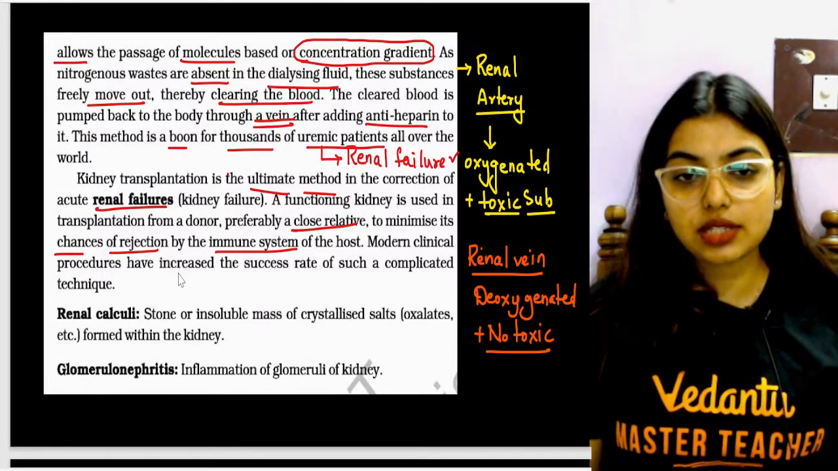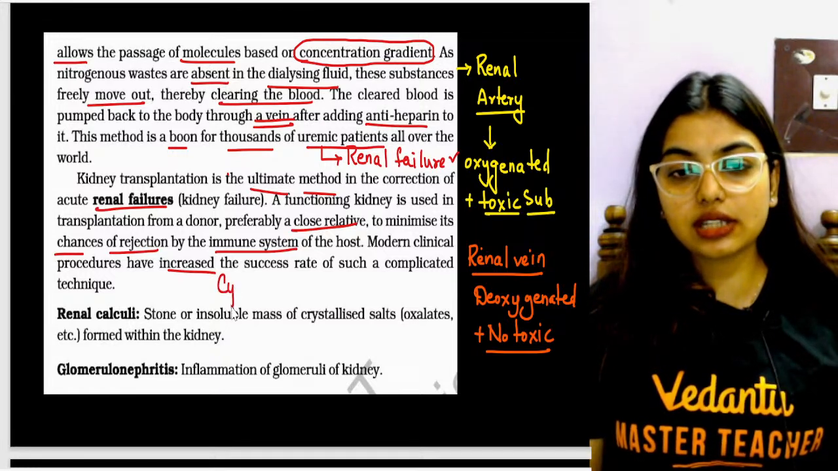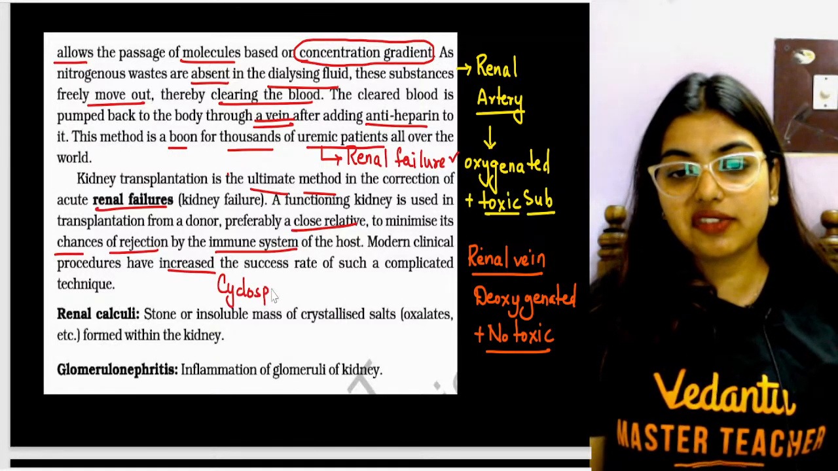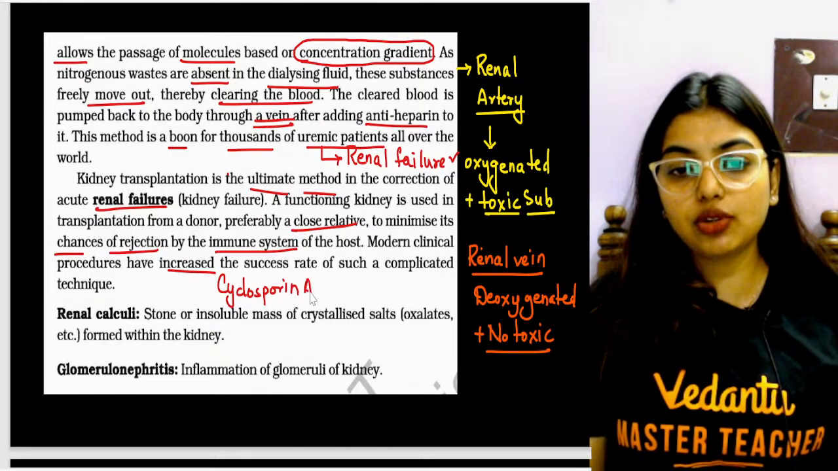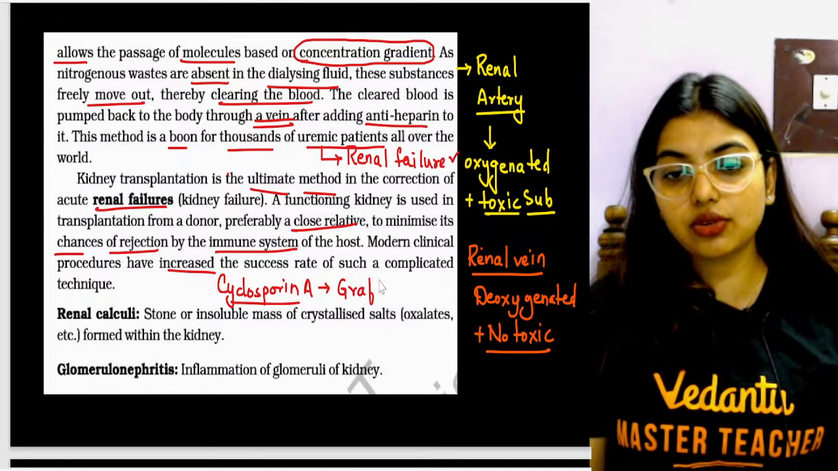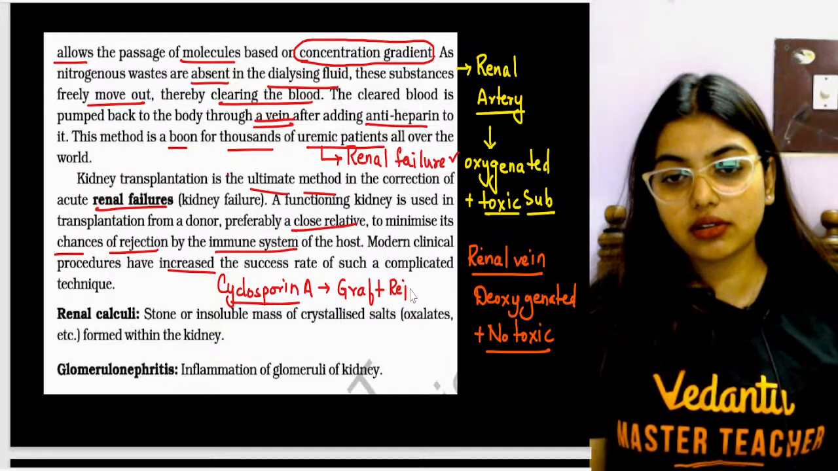So modern clinical procedures have improved, like we use cyclosporin A. Cyclosporin A is an immunosuppressant, which is going to help reduce graft rejection. Okay, got it.